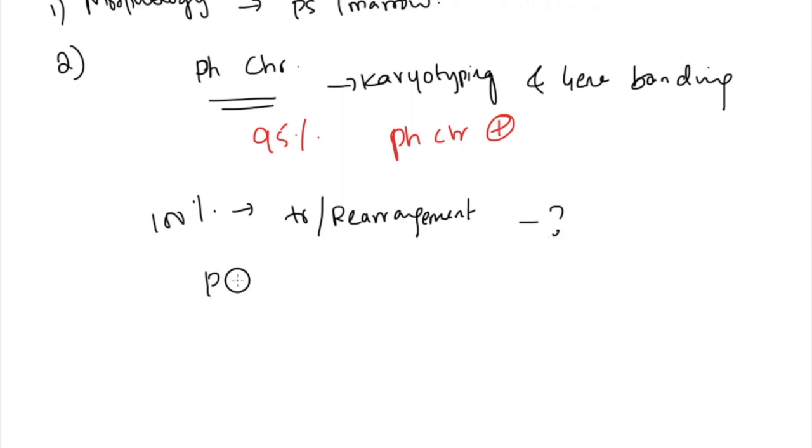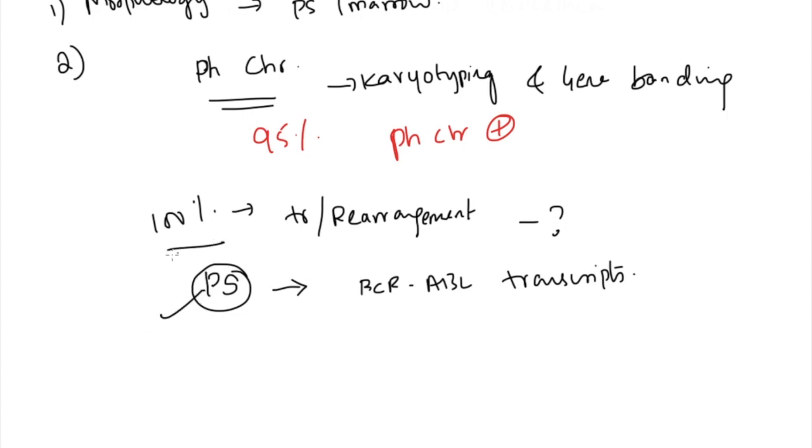So you just do, in your peripheral smear, you measure the levels of the BCR-ABL transcripts. Okay, as in the number of cells which are carrying this transcript, basically the mutated protein, right? So that is what we do on peripheral smear. So most of them you will pick it up. Around 100% people will have this, people with CML, so you can pick it up. Fine.